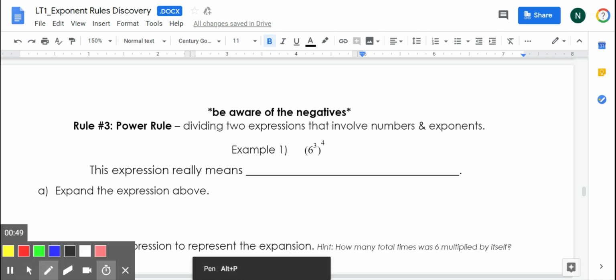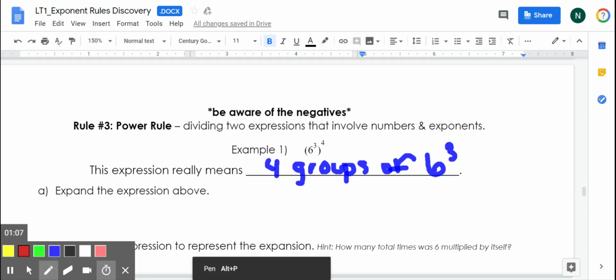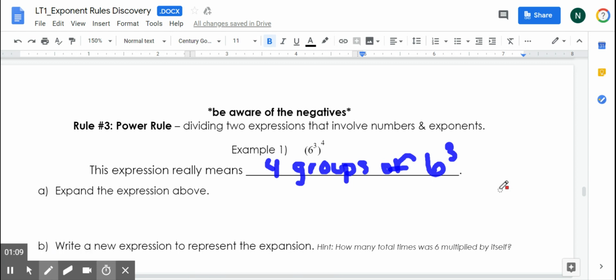Well, what this expression means is that we really have 4 groups of 6 to the third power. So let's write that down. We have 4 groups of 6 to the third power. So thinking about that, I have 6 to the third power times 6 to the third power times 6 to the third power times 6 to the third power. And there is a reason why I am separating these out. So we have 4 groups of 6 to the third power.